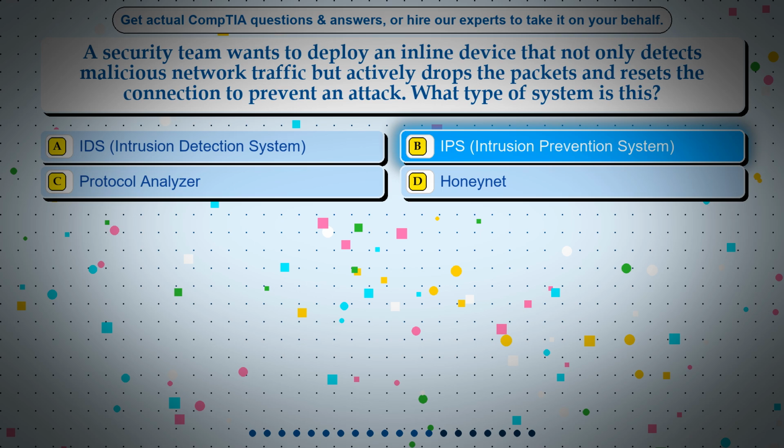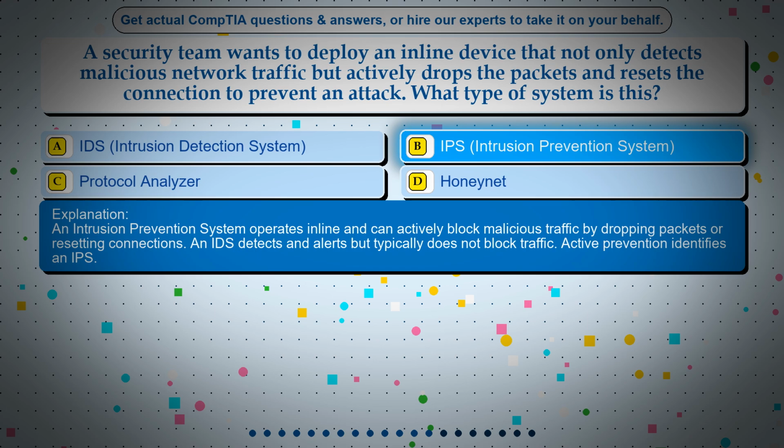IPS, Intrusion Prevention System. An intrusion prevention system operates inline and can actively block malicious traffic by dropping packets or resetting connections. An IDS detects and alerts but typically does not block traffic. Active prevention identifies an IPS.